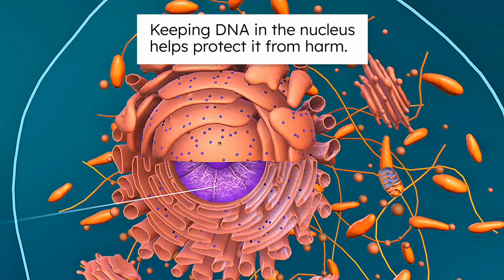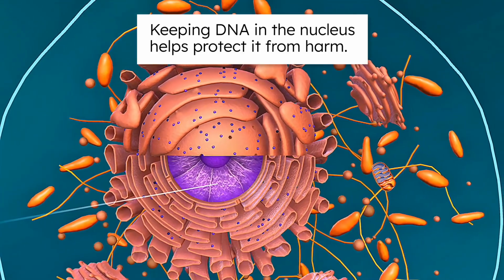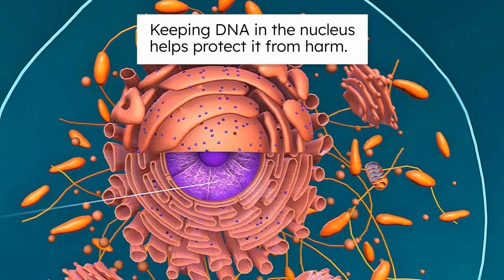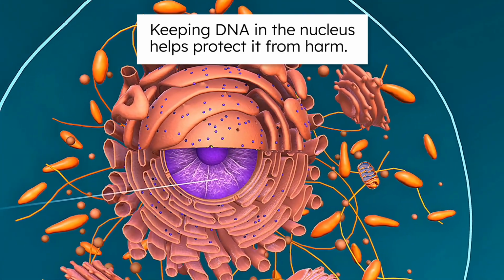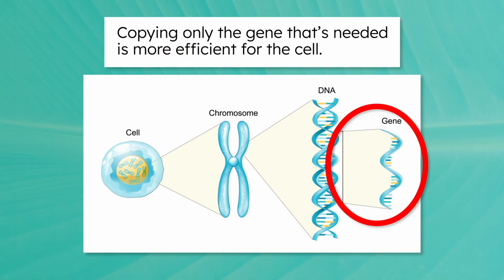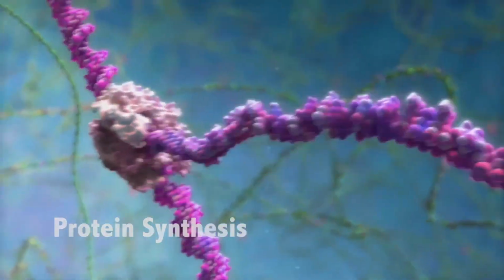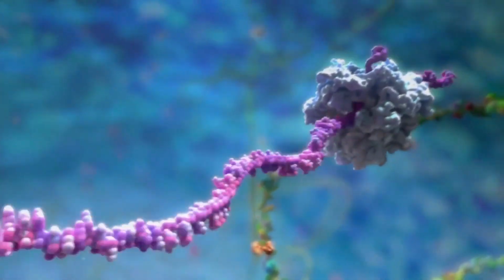Keeping DNA protected is important, and the nucleus helps protect it from harm. Once the DNA leaves the nucleus, it could get damaged, ruining the instructions for building essential proteins. Copying only the gene that's needed is more efficient for the cell too. Your cells are making proteins constantly, even right now as you watch this video. If they had to copy all of the DNA instructions every single time, it would take way longer for cells to build the protein workers they need.